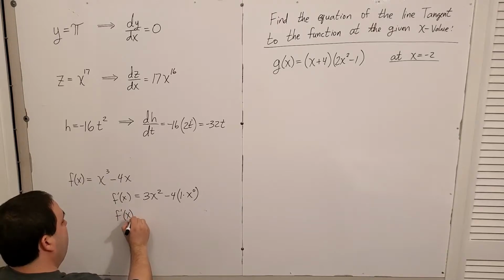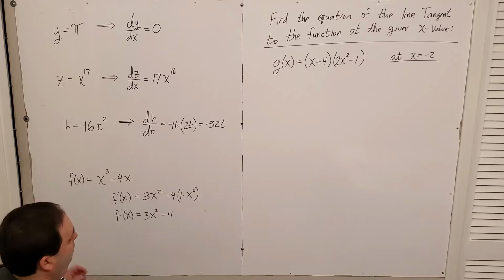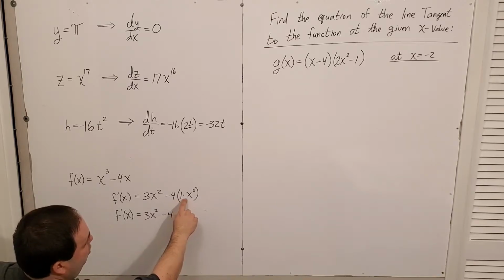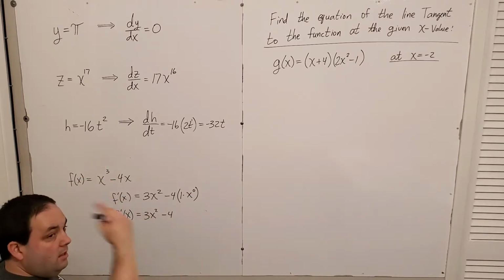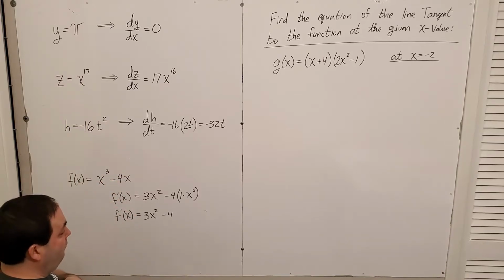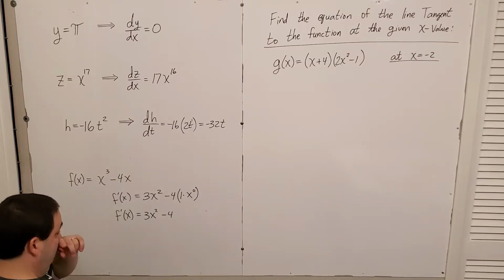I'm getting that the derivative is 3x squared minus 4, right? Because it's basically 4 times 1 times 1. Okay? Now you should recognize this. Previous lecture, we actually did this derivative the longer way, right? And we got this as the answer.